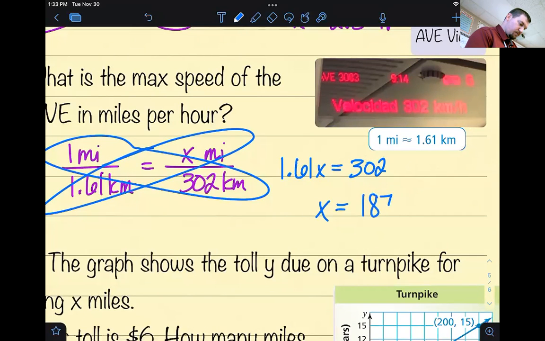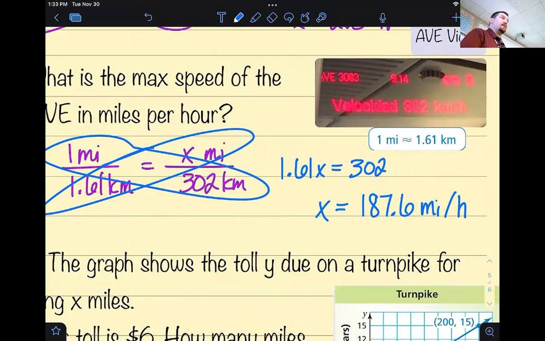187. Round to 1 decimal place. 0.6. And that would be miles. But since it was 302 kilometers per hour, I'll call this miles per hour, or mph if you'd rather write that. And that is very fast. Yeah. Okay, that was the maximum speed, 187.6 miles per hour.